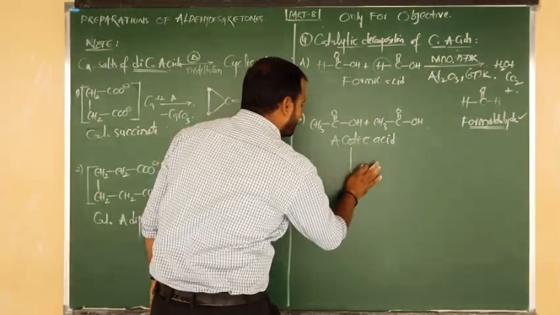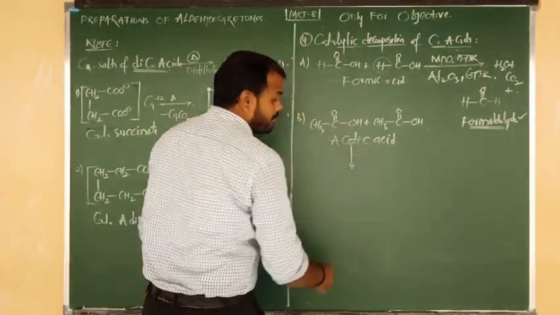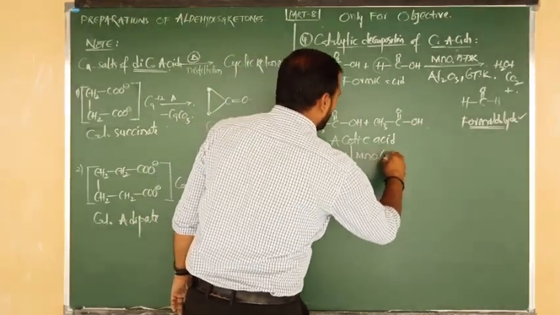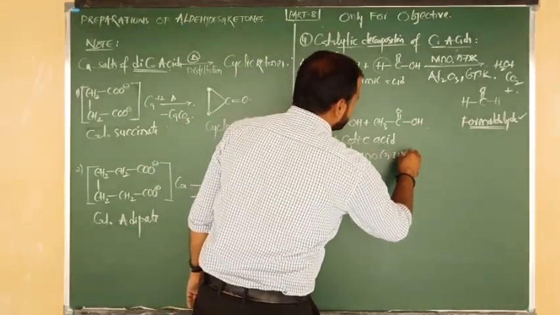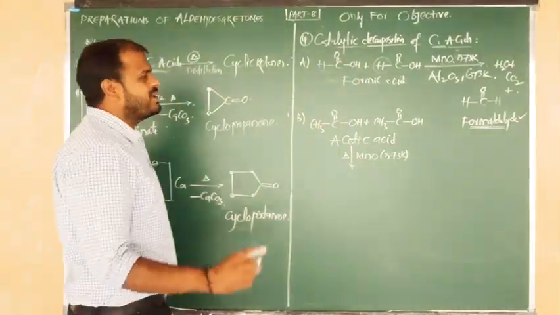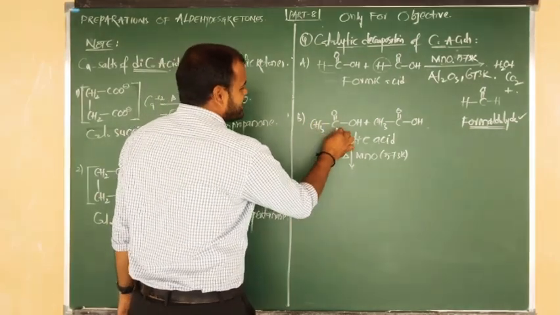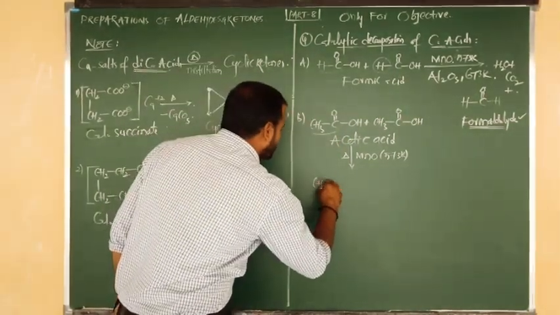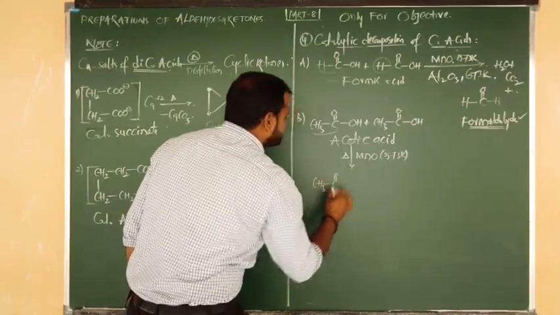By passing over the catalyst, that is nothing but the MnO, using a suitable temperature, 573 Kelvin. Otherwise you can write alumina also as you wish. So what we have to write? CH3 C double bond O, same as above. CH3 C double bond O. I am going to write it here as it is.